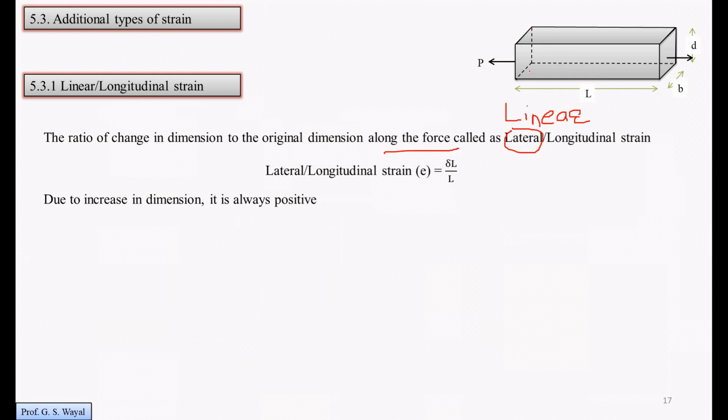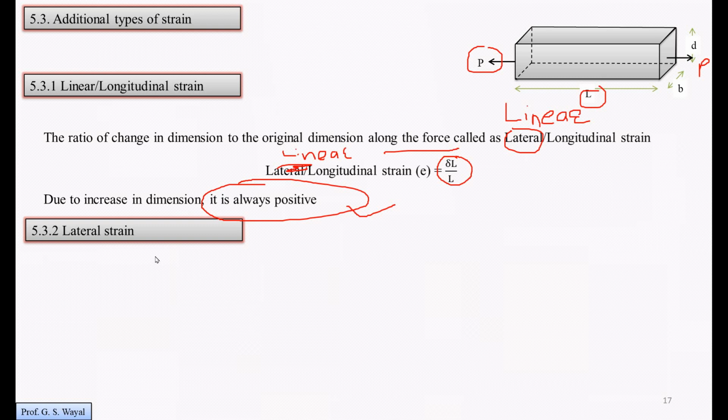Now here we are applying the force P along the length. So whatever ratio we consider along the force, that is the change in length to the original length, that strain is called linear or longitudinal strain. As this force is a tensile force, the length is increased. Due to that increasing length, the strain is increased. That's why we have to consider that strain as a positive strain.